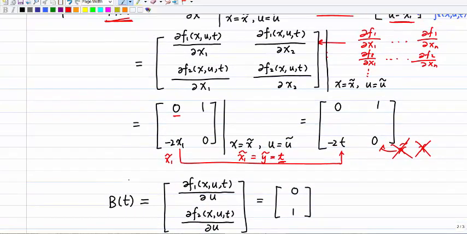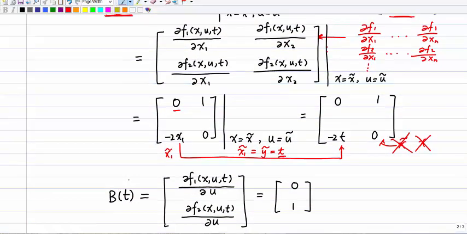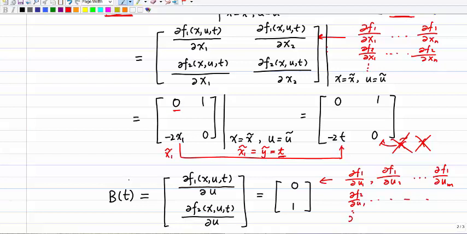Okay, similarly for Bt. Bt is partial f1 over partial u, so the row will be partial f1, partial u. You can also have multiple u: you do partial f2, partial u1, and the same thing. If you have multiple inputs, you do the same row, until you do partial fn over partial u1, and so on and so forth. You do the same principle.